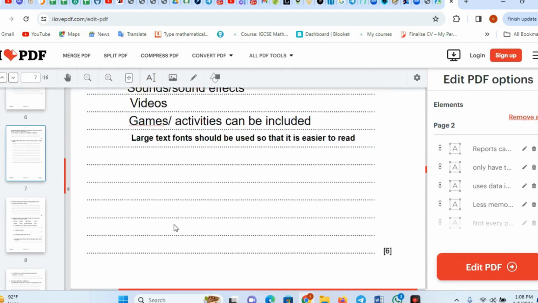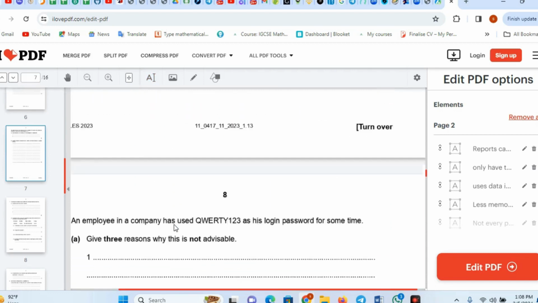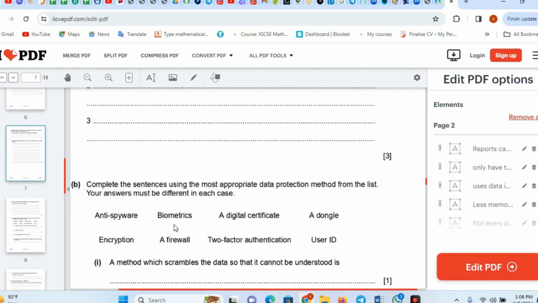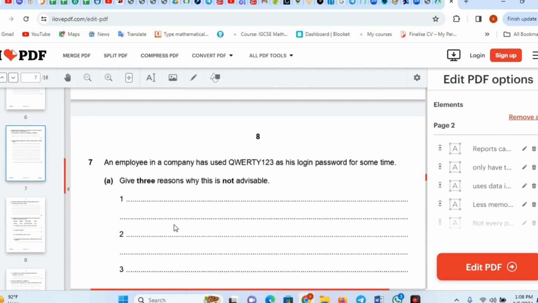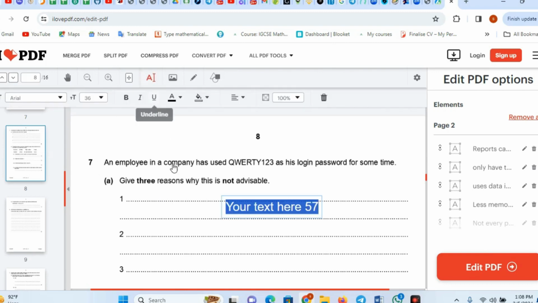Let's go to the next question, which is question number what? If you are following me. Yes, question number 7. Question 7 says, an employee in a company has used QWERTY 123 as his login password for some time. A. Give 3 reasons why this is not advisable. That is, can you give us 3 reasons why this password is not advisable?